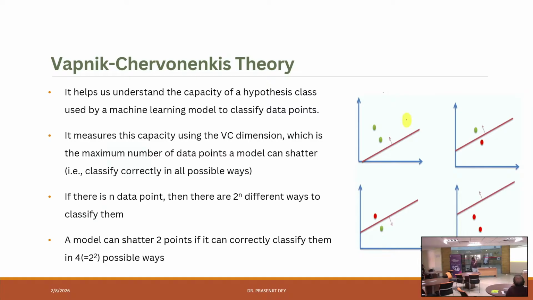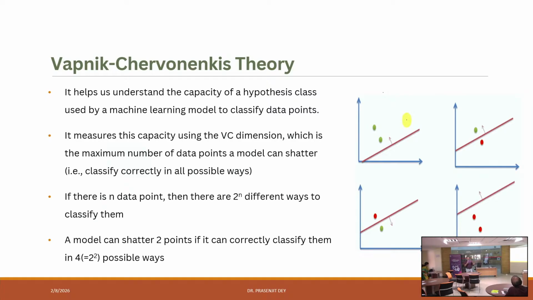So there are 2 data points, and there are 4 possible ways I can separate them. In the first picture, top left, we can see that both the data points are above the decision boundary. In the second one, the red point is below and the green point is above. In the next case, the green point is below and the red point is above. And in the last image, the right bottom image, both points are below the decision boundary.